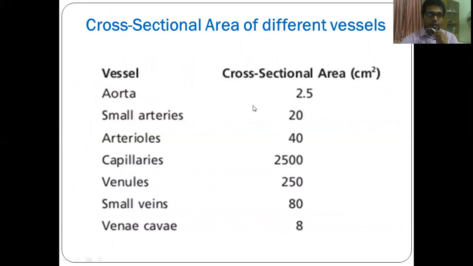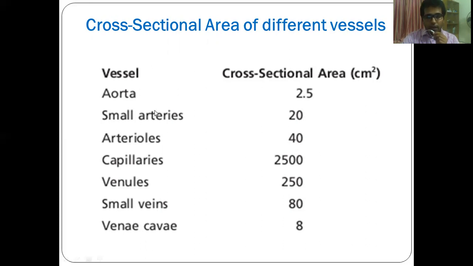Now here you can see the cross-sectional area of different vessels, because as you know, the velocity depends on the cross-sectional area. If you see carefully, you can observe the aorta has the lowest cross-sectional area, that is only 2.5 centimeter square. That means the velocity in the aorta is maximum.